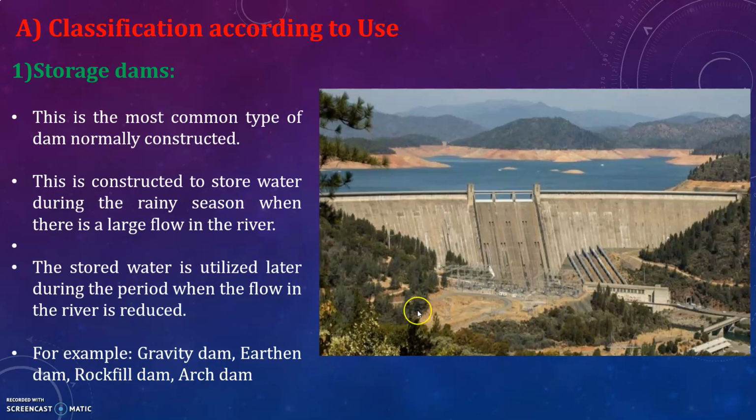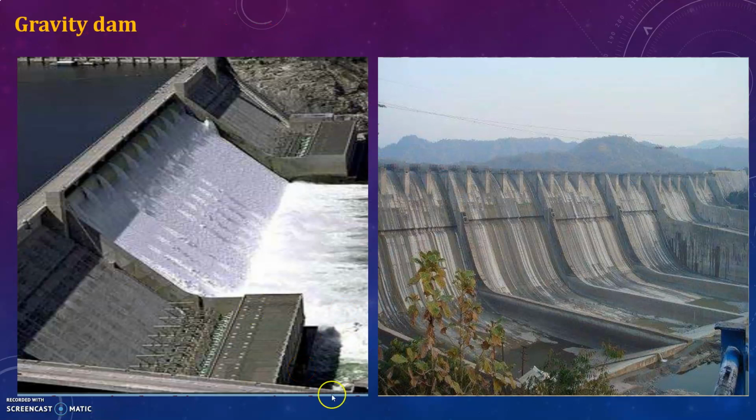Okay, this is a storage dam. Again, under storage dam there are different types. Examples: gravity dam, earthen dam, rockfill dam and arch dam. These are the gravity dams. You can see here.